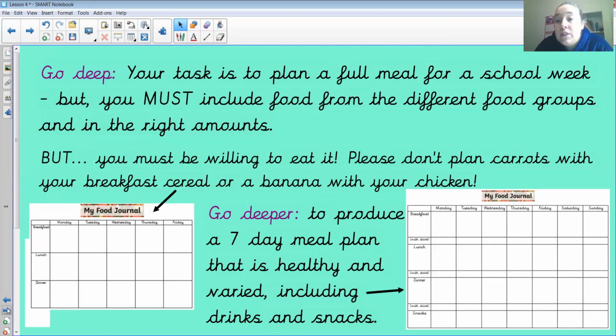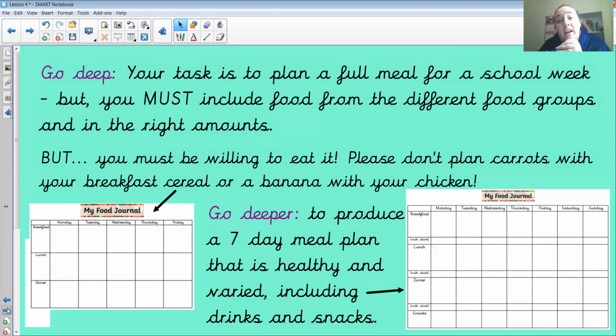Okay, now your task for today, your Go Deep task, is to plan a full meal for a full school week. Now, school week is just 5 days, Monday, Tuesday, Wednesday, Thursday, Friday. Now, you've got to think when you're planning this about the different types of food that you need to have. How can we make sure it's healthy and varied? How can we make sure our bodies are getting all the nutrients that we need, but that we're making sure it's a bit different each day, okay?